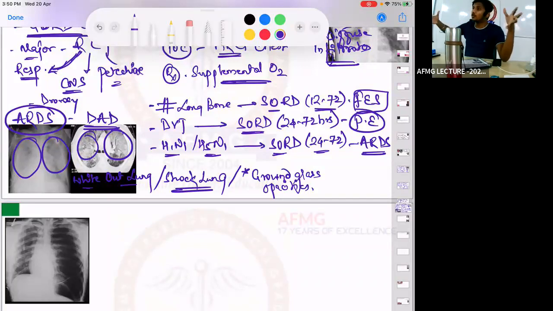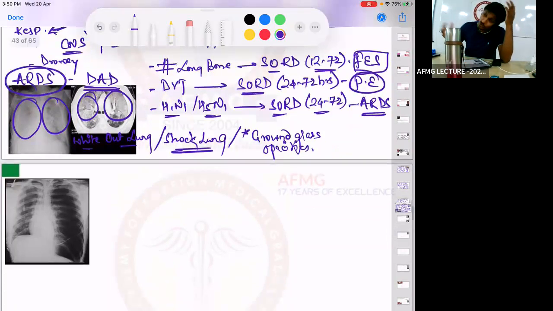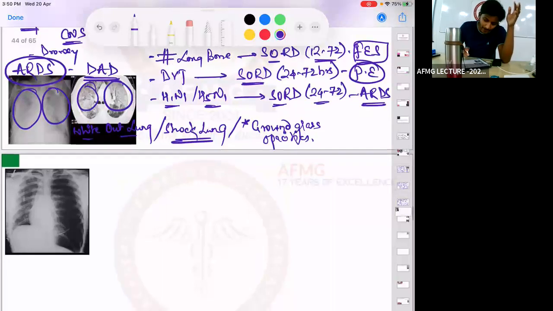Causes can be multiple. It can be a polytrauma patient, it can be a sepsis patient, DIC patient. Any of these can be causes of ARDS. COVID-19 infection, flu infection, all of that. What is the treatment of choice? Anybody? What is the treatment of choice?